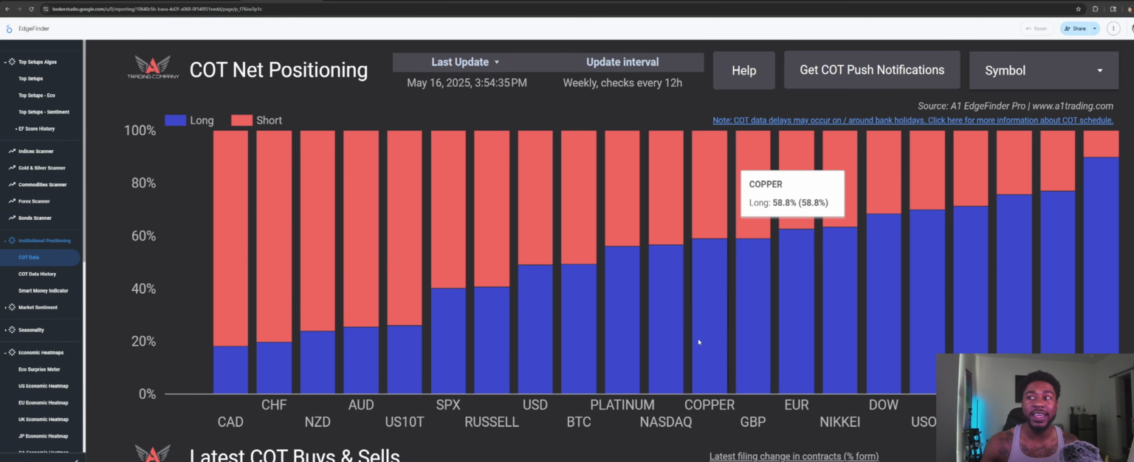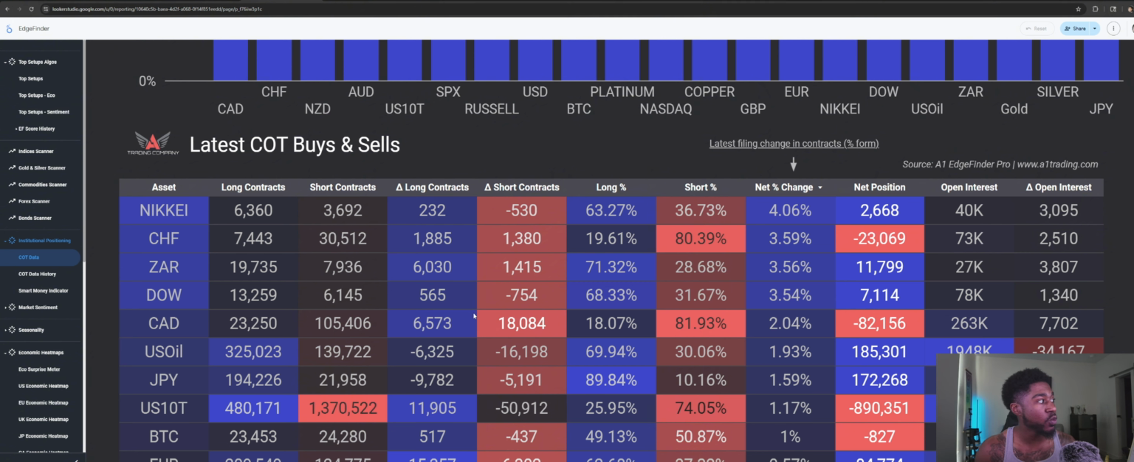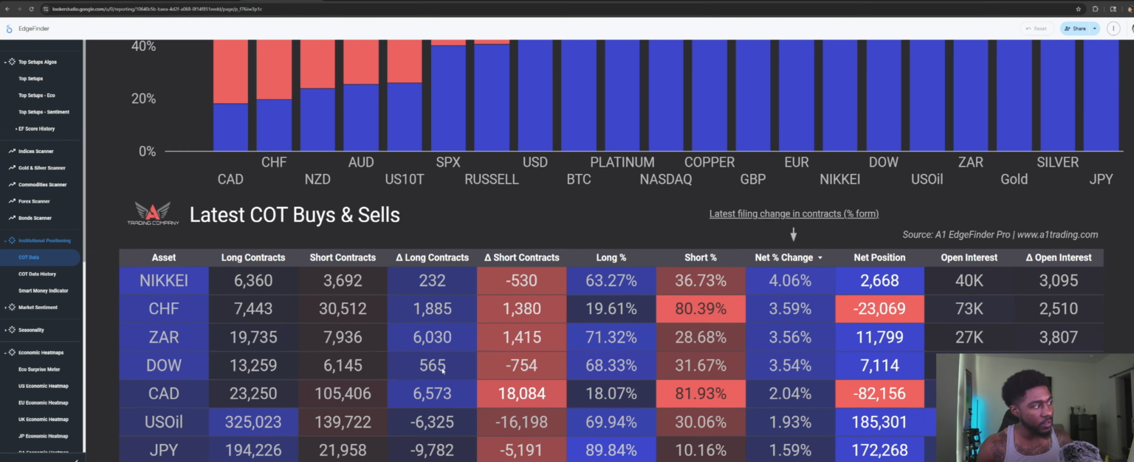And I can see exactly what the banks are doing. We can see that in the past week they added 18,000 short contracts. That's terrible. They see the Canadian dollar as weak, how I see the Canadian dollar as weak. We're both on the same side. So if I see that, that is extra confirmation for my setup. I look at the top setups page, I see what the banks are doing, I see what the top setups look like.